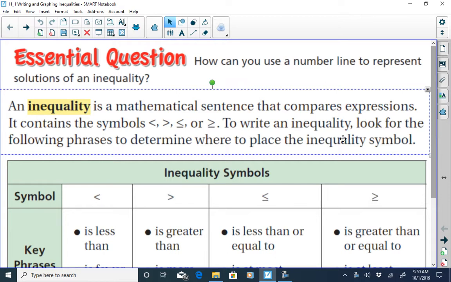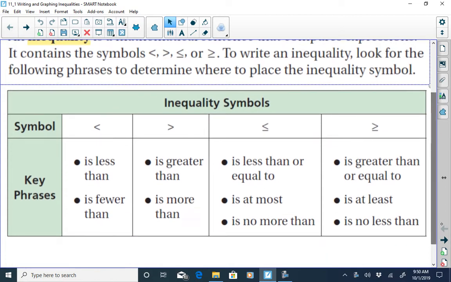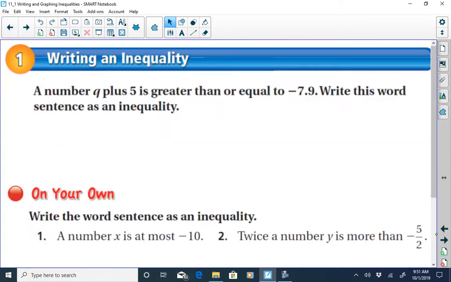To write an inequality, look for the following phrases to determine where to place the inequality symbol. Key phrases that represent less than are "less than" and "fewer than." We would use the less than symbol in those cases. We would use the greater than symbol if we see the phrase "greater than" or "more than." Less than or equal to is "at most" or "no more than." Those are the key words or phrases that would represent less than or equal to. And greater than or equal to would be "at least" or "no less than." Let's take a look at some examples.